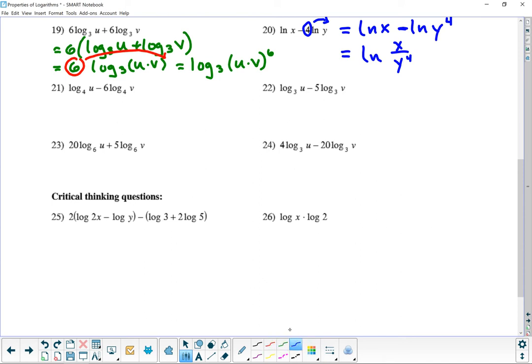Okay, 21. So same scenario. Noticing that the 6 can be brought to the back of the v as an exponent. So I'm going to have log base 4 of u minus log base 4 of v to the 6th power. Okay, and then noticing it's a subtraction, I'm going to go ahead and rewrite this as one log: log base 4 of u on top, v to the 6th power on the bottom.